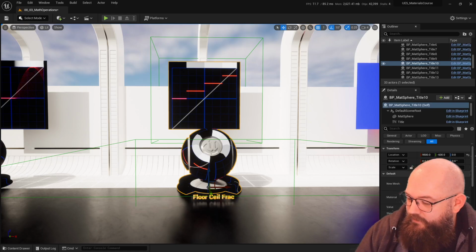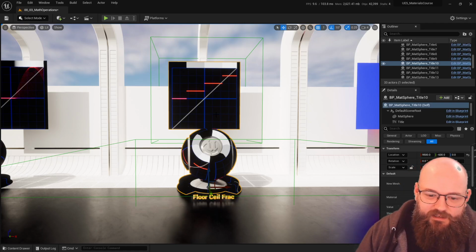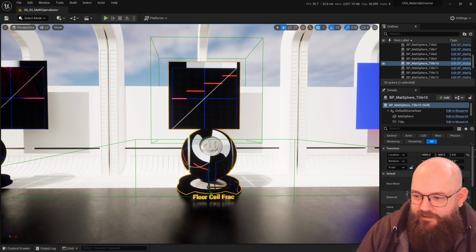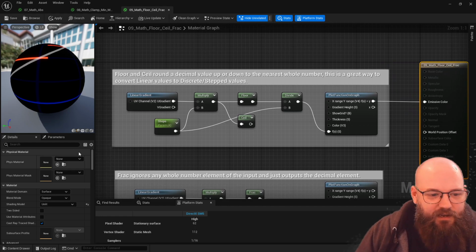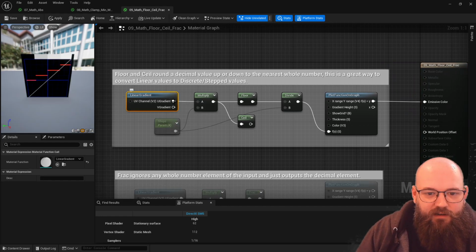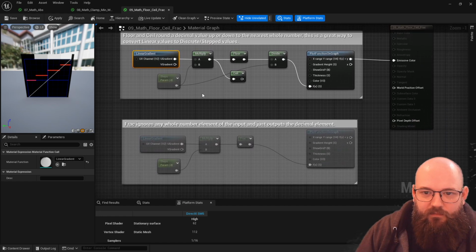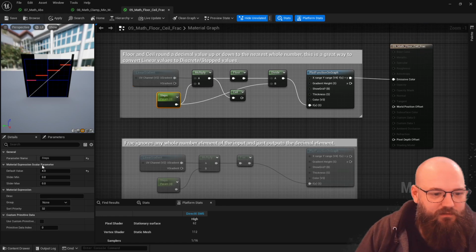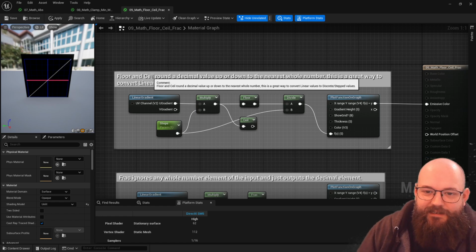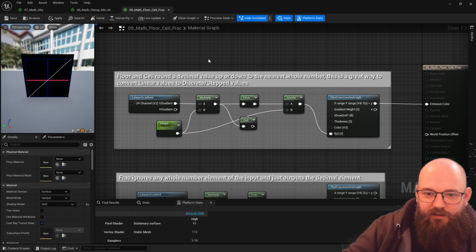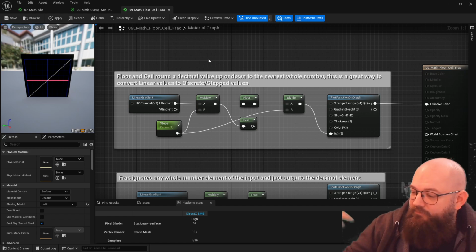Right, hello, another set of math operators in this video: floor, ceiling and frac. So starting in this case with just a linear gradient, let's set our steps to 1. Floor and ceiling, these are opposite operators. Basically they're a round up and a round down.